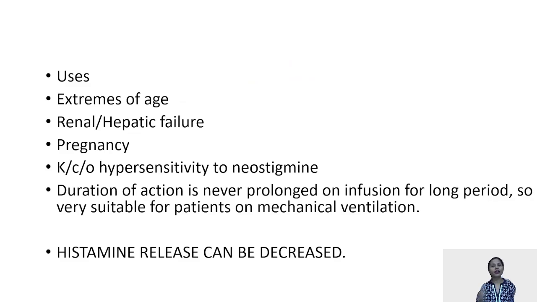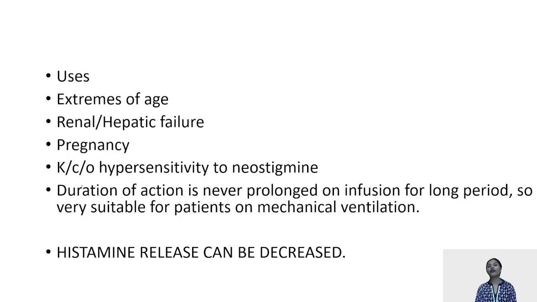The uses: extremes of age, pediatric, geriatric, we prefer these two drugs. Renal and hepatic failure, pregnancy, and in patients who have a known hypersensitivity to neostigmine also, because if we don't want to give neostigmine, then atracurium and cis-atracurium are drugs of choice because they get degraded by Hoffman elimination, and thus for reversal purposes they don't need neostigmine.